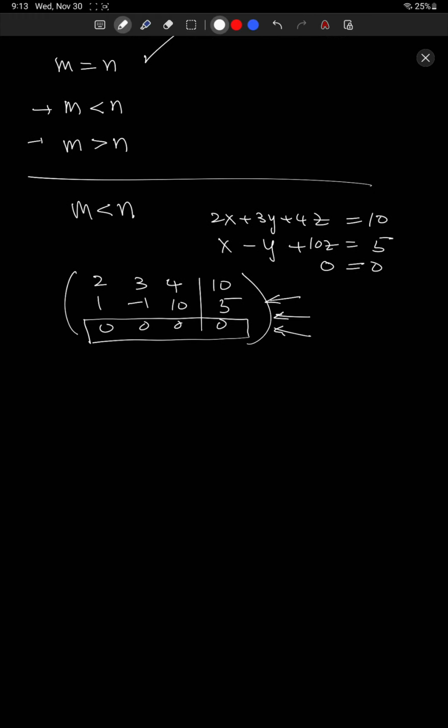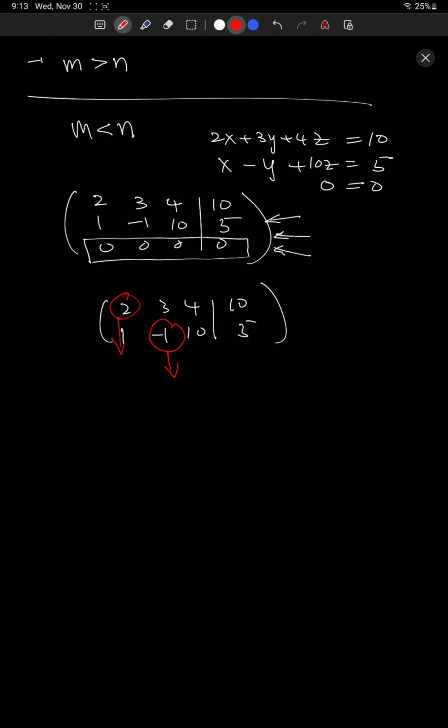typically in practice, when we have only 2 equations and 3 unknowns, we don't bother to write the last row. We usually just write 2, 3, 4, 10; 1, minus 1, 10, 5, and we just work this way. And the goal always being, you work with this, clear everything under it. Next, you would work with this and clear everything under it, but there's no more, so you stop there. All right?